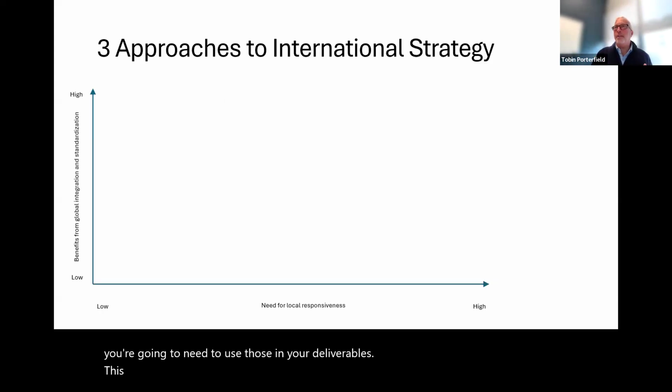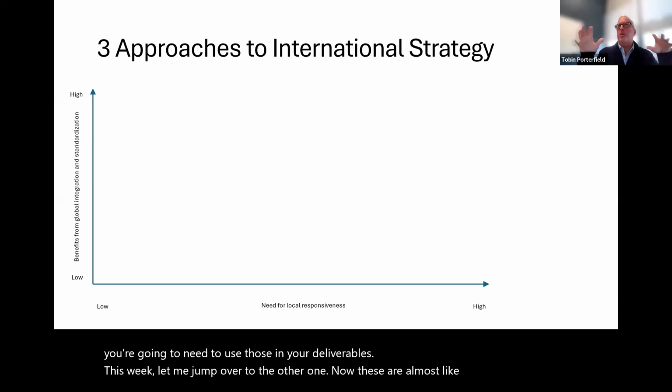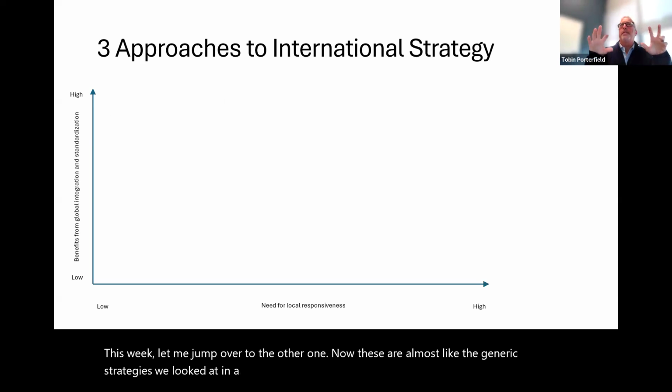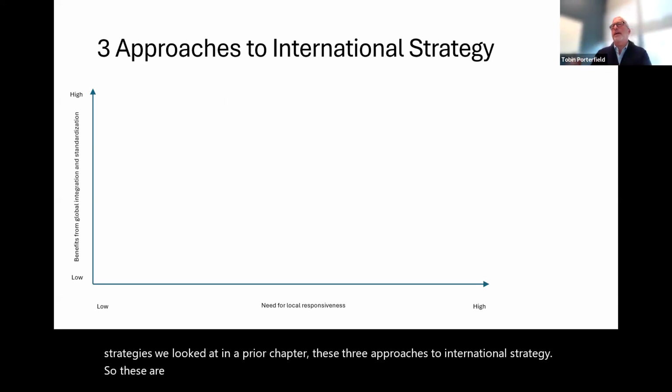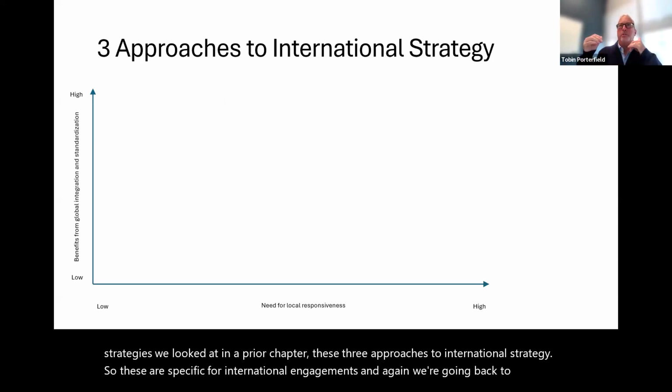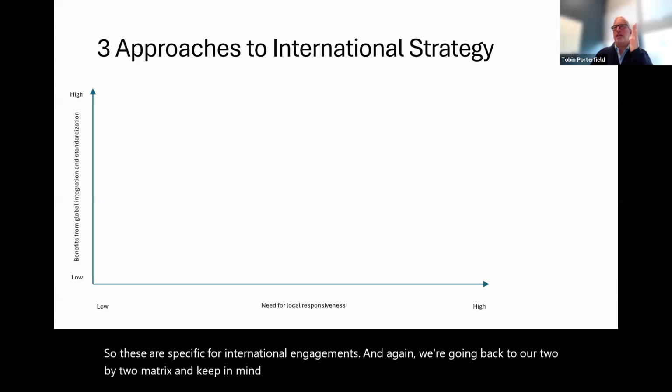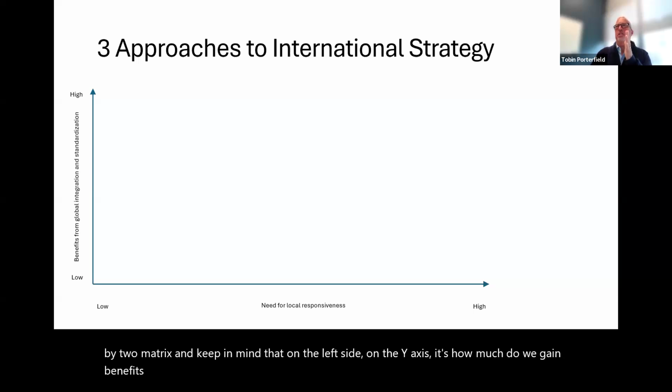Let me jump over to the other one. Now, these are almost like the generic strategies we looked at in a prior chapter. These 3 approaches to international strategy, so these are specific for international engagements. And again, we're going back to our 2x2 matrix. And keep in mind that on the left side, on the y-axis, it's how much do we gain benefits from integration and standardization.